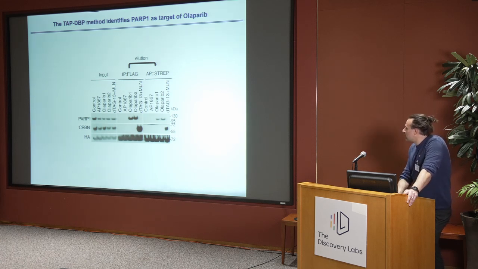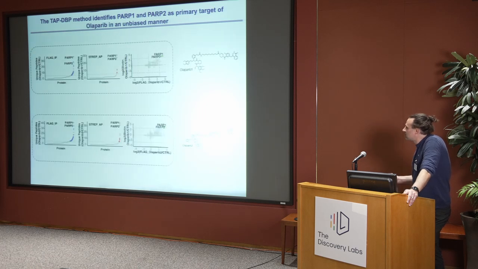Does it work also unbiasedly? So here is the mass spectrometry data. In the first IP, we identify a bunch of interactors of olaparib, in this case olaparib 1, but the same is true for olaparib 2. I just noted where PARP1 and PARP2 are. Then in the second IP, the streptavidin pull down, again we identify PARP1 and PARP2. And when we merge the data sets, we find that olaparib really binds only PARP1 and PARP2 in cells. This was actually surprising, how clean this drug is. We were hoping to find something else.